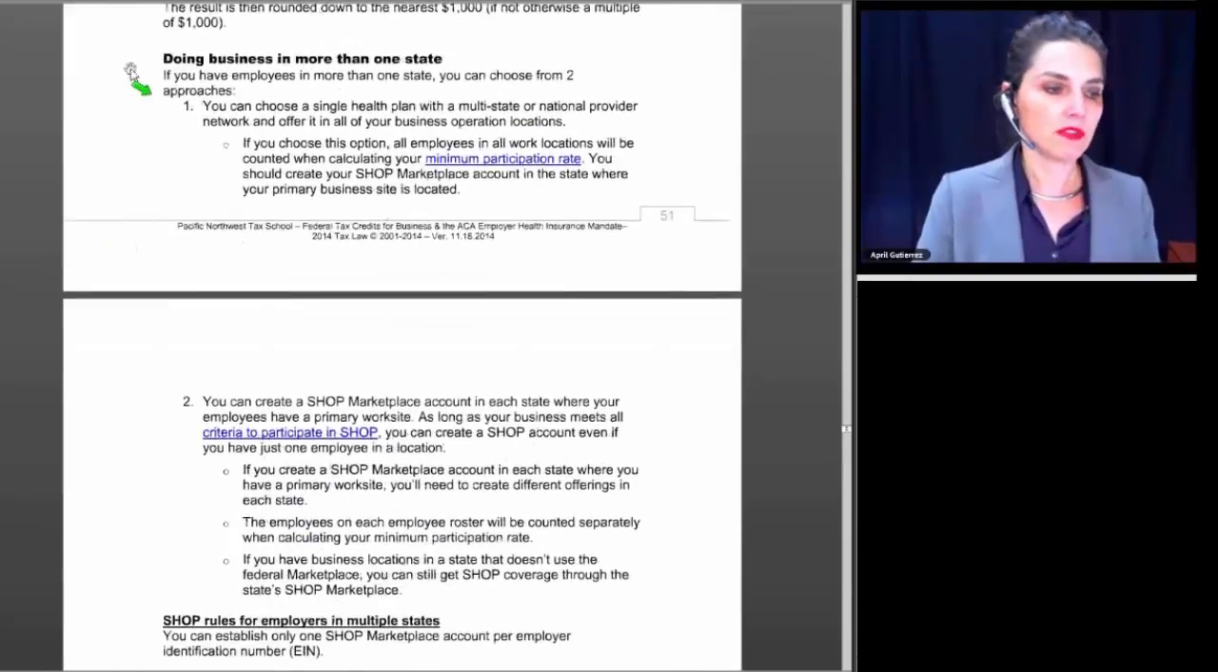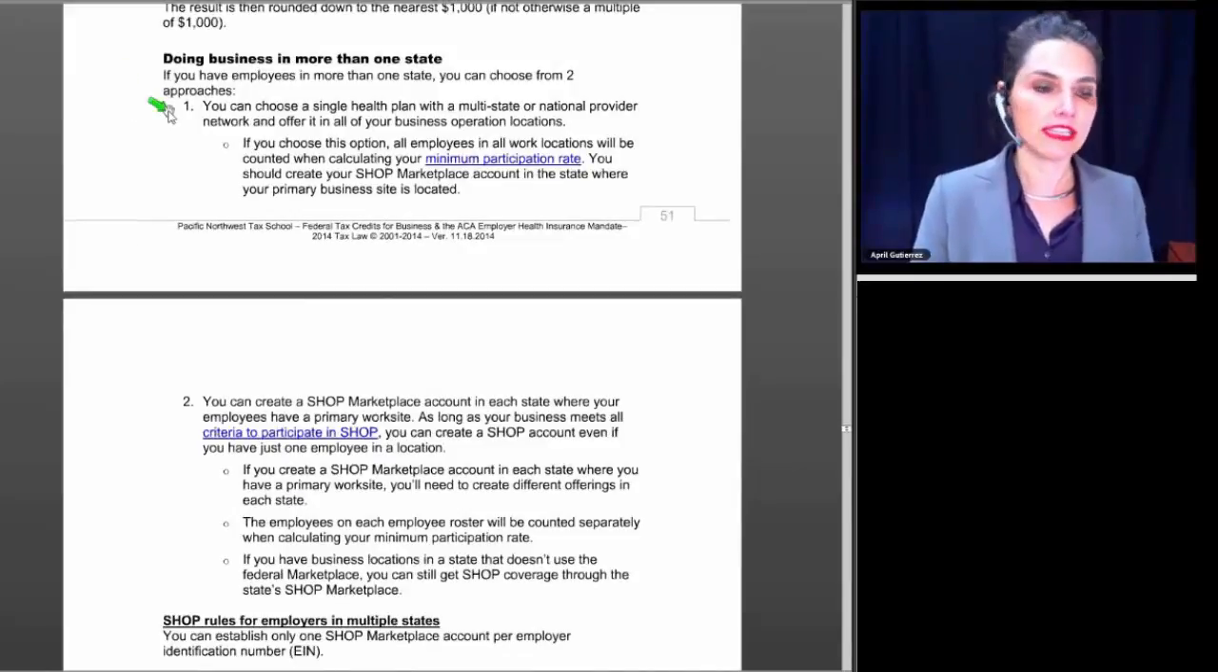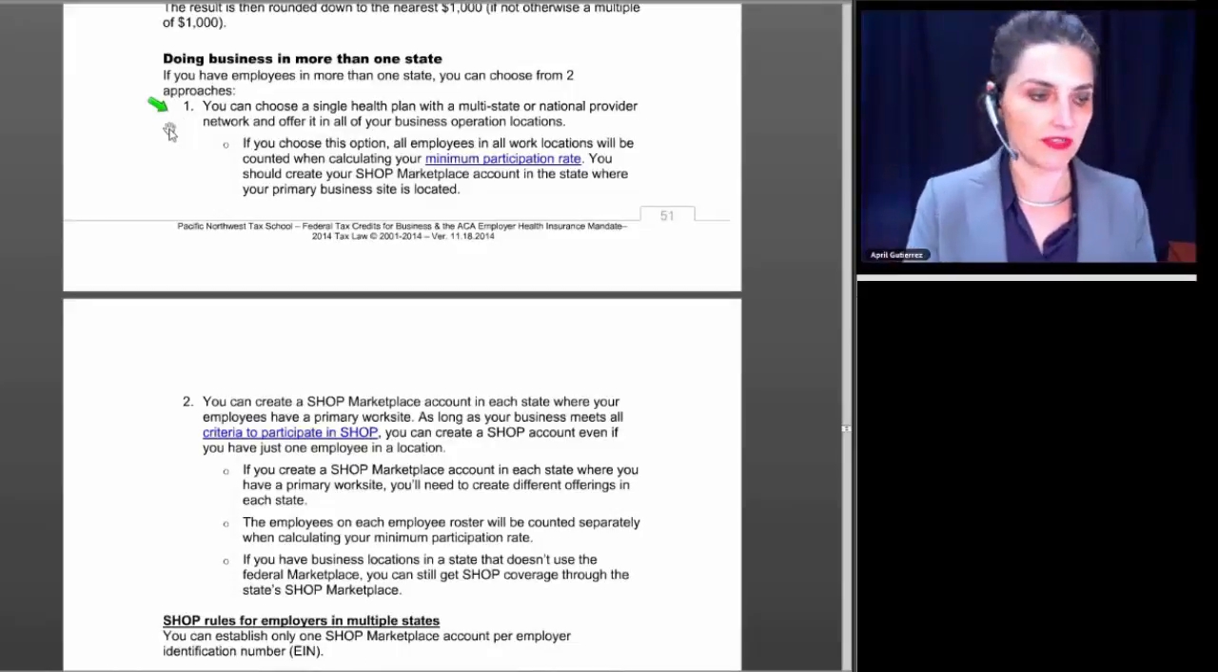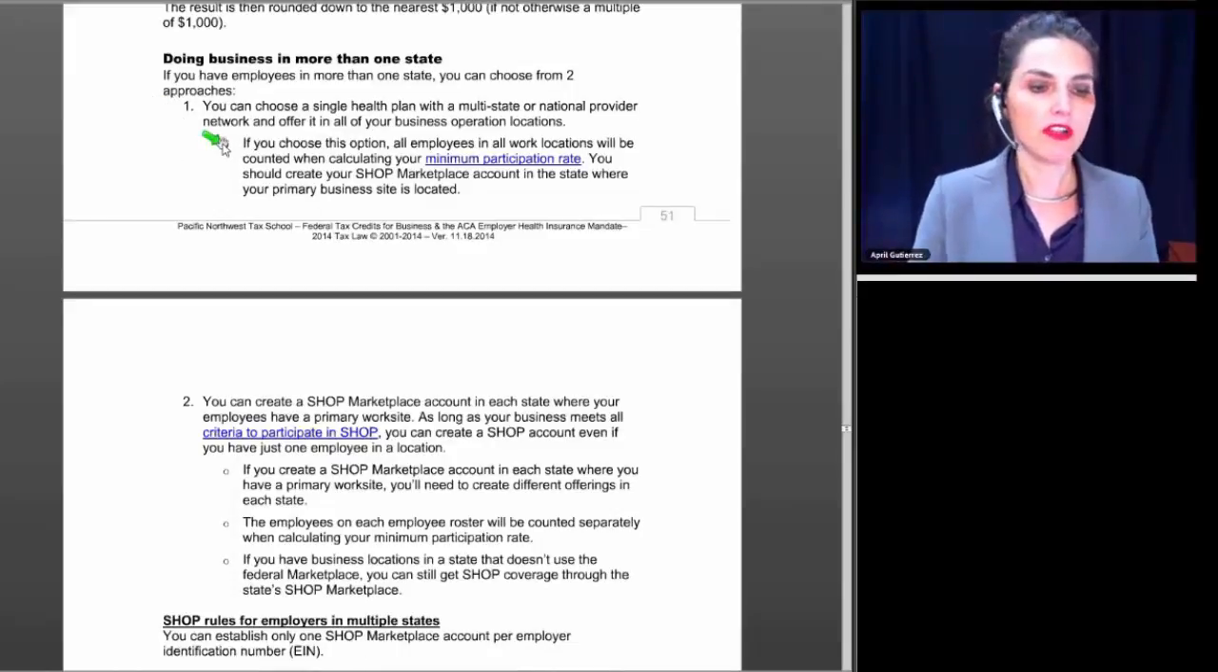Doing business in more than one state. If you have employees in more than one state, you can choose from two approaches. Number one, you can choose a single health plan with a multi-state or national provider network and then offer it to all of your business operation locations throughout the country. If you choose this option, all employees and all work locations will be counted when calculating your minimum participation rate.